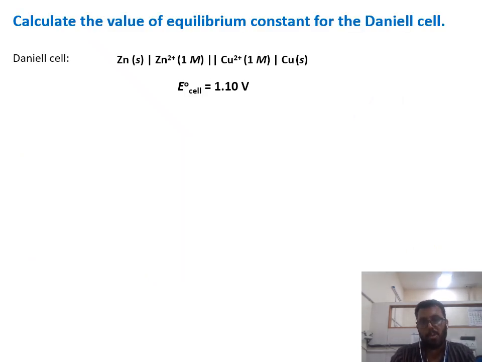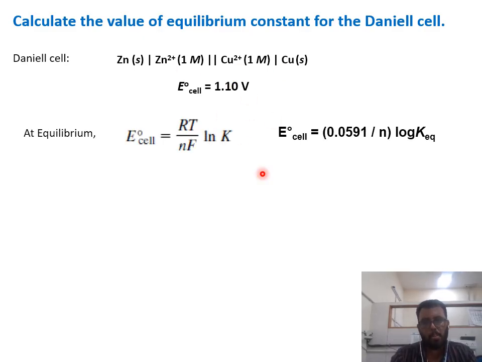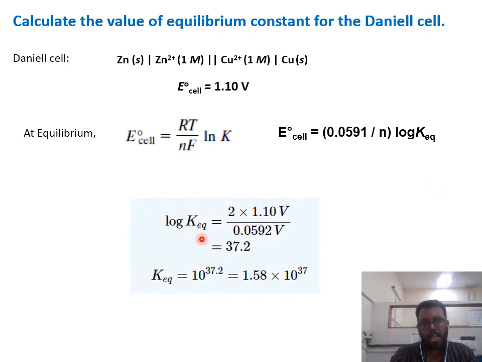Similarly, the value of the equilibrium constant for the Daniell cell can be calculated. It's very simple, like the zinc and copper one, and this is the Nernst equation. You have to apply log K, the equilibrium constant, equals 2 into the voltage, that is E, 1.1 is the EMF of this one, divided by 0.092 volts, giving 37.2. So K is 10 to the power 37.2, which gives you 1.58 into 10 to the power 37. This is also one of the applications of the Nernst equation, where you can calculate the equilibrium constant K.